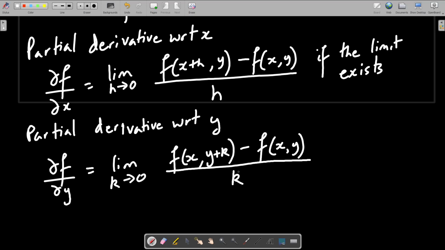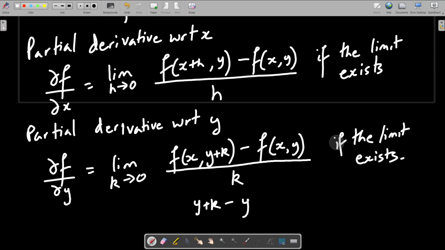You can think of the denominator like this, by the way. The change in the y coordinate is only k. Same as x plus h minus x over here, I just wrote it as h. So if you wish to write it like that, you can. It is the change in the codomain divided by the change in the domain. So this is the partial derivative with respect to y, if the limit exists.